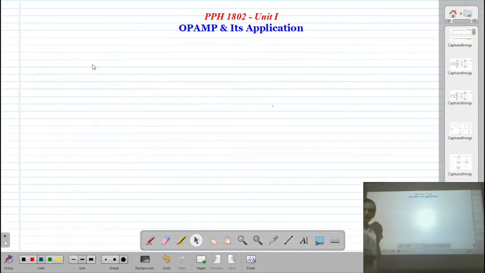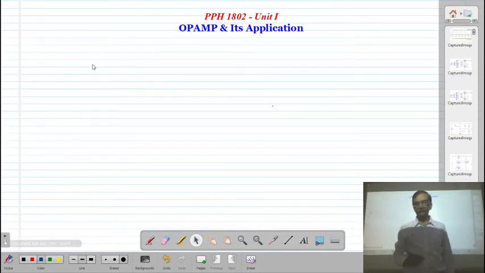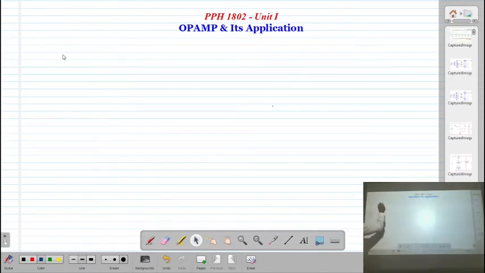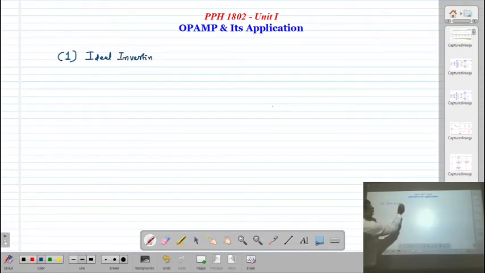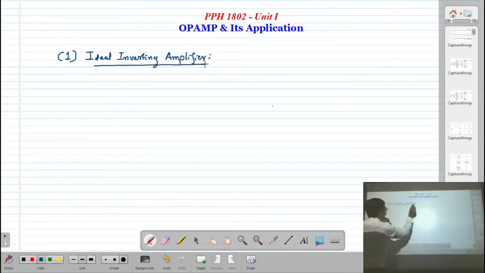Okay, now we will discuss one simple application. The first application is an ideal inverting amplifier. Ideal inverting amplifier. Remember. Then the same logic you can apply for a practical one. Then later on I will explain to you what is the difference between both the things.